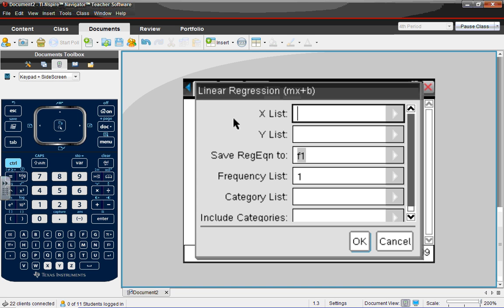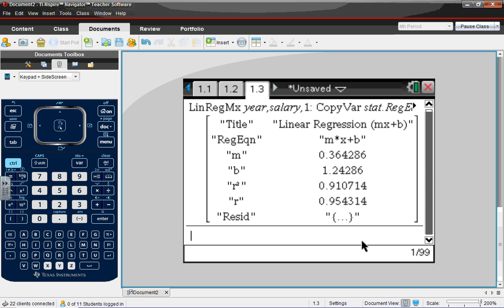What's the F1 mean? Then I'm storing my function, my linear regression function in F1. And hit OK. It's not the calculator, it's the operator test. It only does what your fingers tell it to. Now, here is my M and my B, and I also have R. What's important on here?